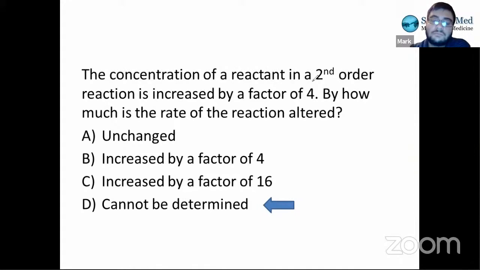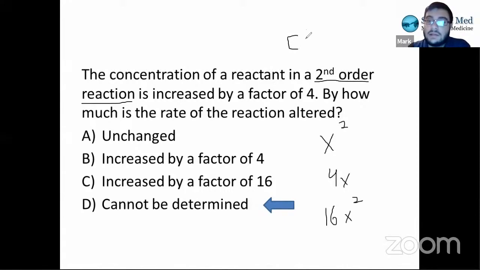So the reason that you can't determine this is because it mentions second order reaction, right? Concentration of a reactant in a second order reaction is increased by a factor of 4. What I'm assuming, and the reason why many of you picked C, is because you assumed, well, if the concentration was X squared, multiplying it by 4, turning it to 4X, would mean 16X squared, right? And that would be exactly true if it mentioned that the reaction was second order with respect to the reactant, right?